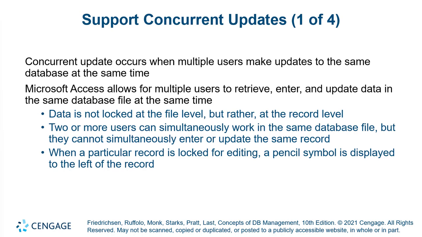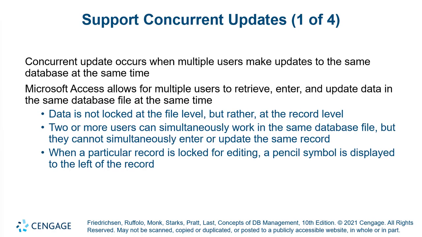And we're back. In this next segment, we're going to talk about concurrent updates. And so what we kind of mean by that is when we have more than one person updating a database concurrently at the same time, right? So with Microsoft Access, you are allowed to open up the same file and have multiple users working on the same database file. And the way that concurrent updates works is that it locks the file at the record level.